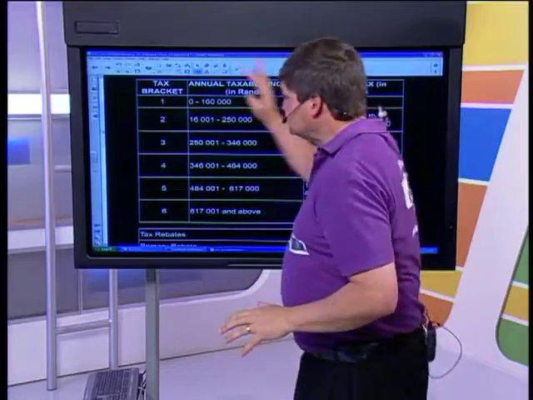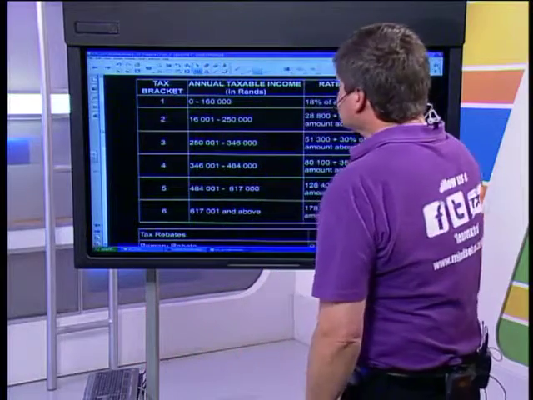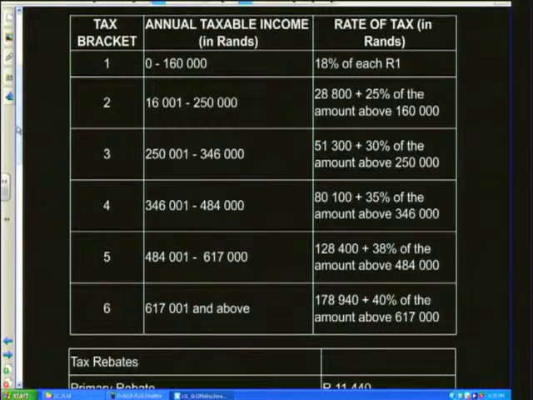Let's just get ourselves accustomed to this thing behind me called a tax table. Right. In our tax table, we have something called tax brackets. Okay? In other words, if I earn anything below 160,000 Rand, I belong to tax bracket number 1.